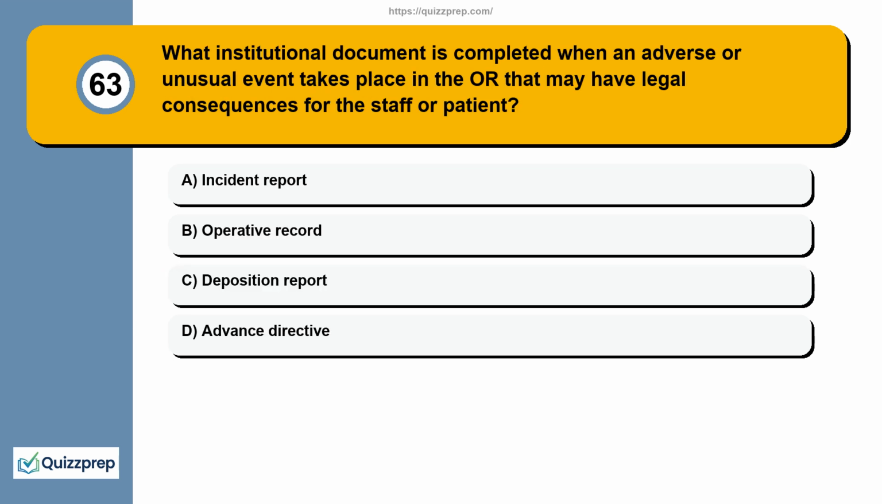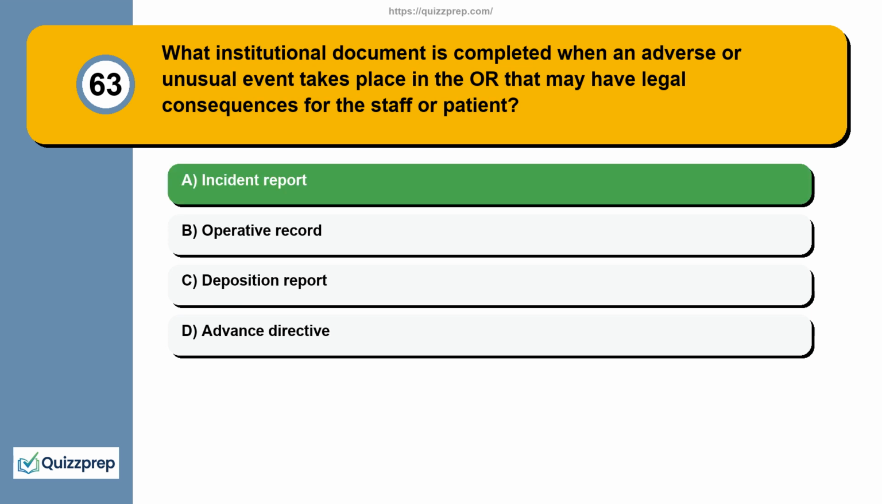Question 63. What institutional document is completed when an adverse or unusual event takes place in the OR that may have legal consequences for the staff or patient? Option A, incident report. Option B, operative record. Option C, deposition report. Option D, advance directive. The correct answer is option A, incident report.